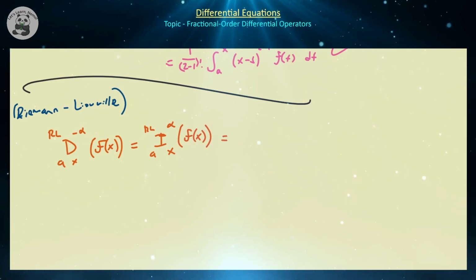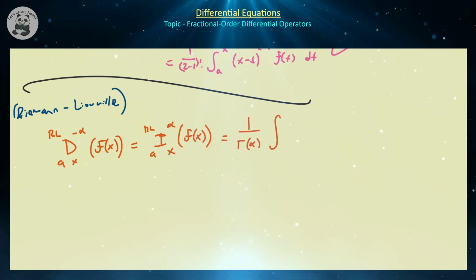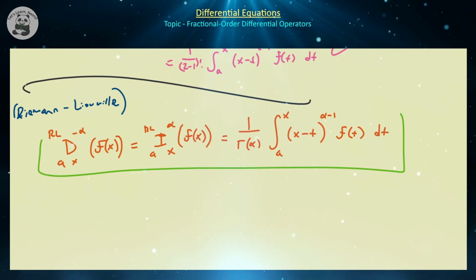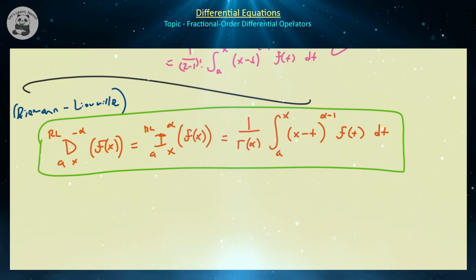And that's going to be equal to, keep in mind, 1 over n minus 1 factorial is just 1 over gamma n. So that's just going to be equal to 1 over gamma of alpha times the integral from a to x. And then we're going to have x minus t to the power of alpha minus 1 times f of t dt. So this would be the Riemann-Liouville fractional integral of order alpha with base point a.